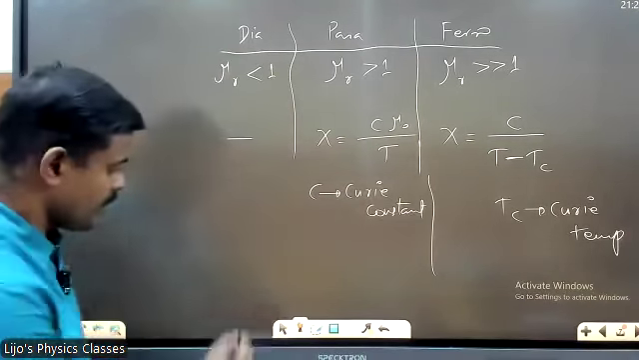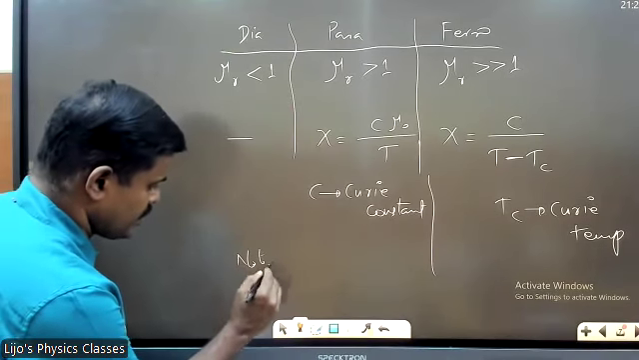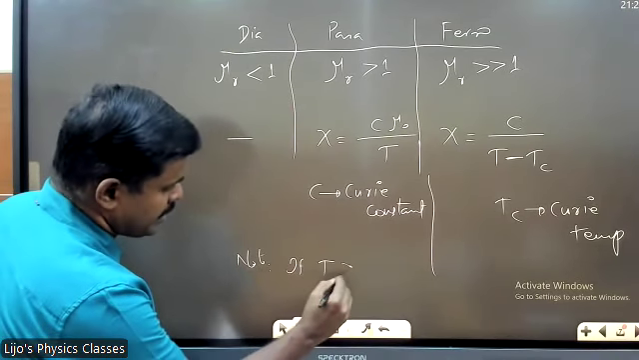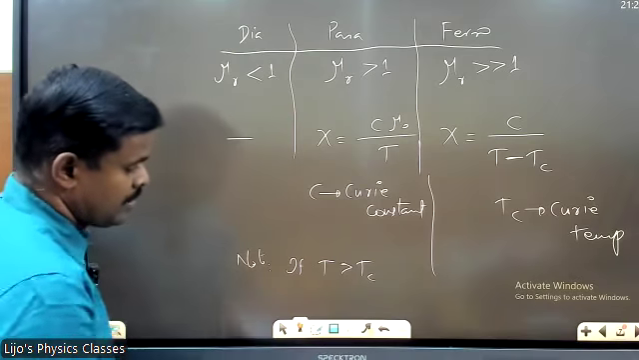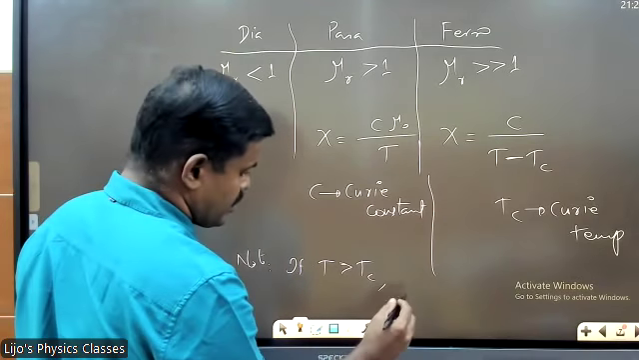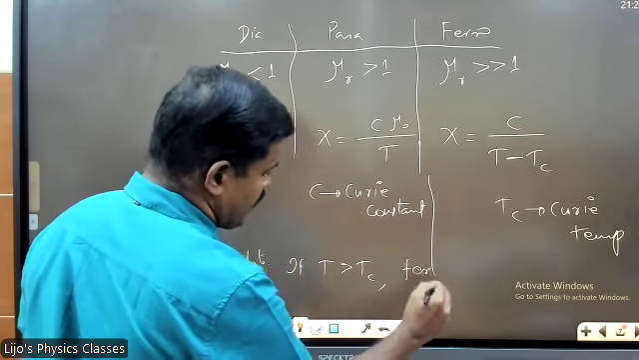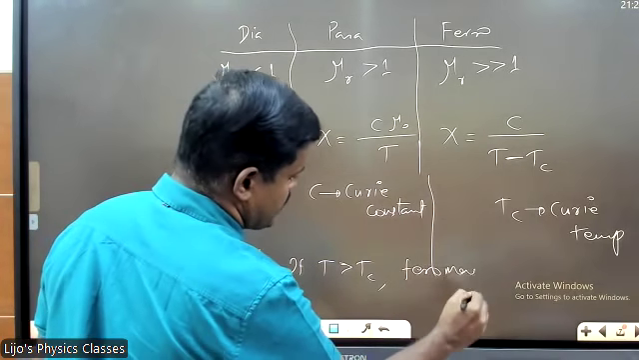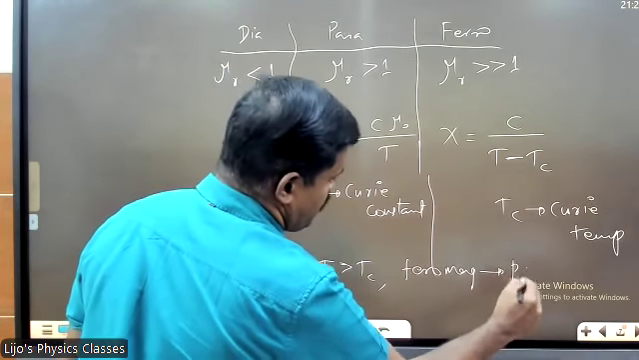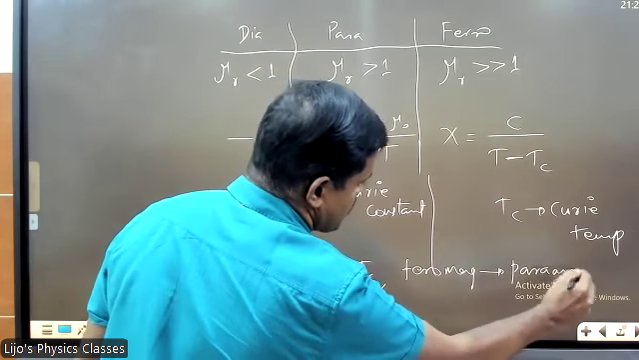And write one note also. That's it. Finished. If T is greater than Tc, that is, the temperature is greater than the Curie temperature, a ferromagnetic substance turns into a paramagnetic substance.